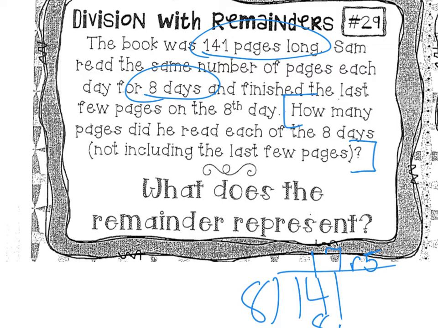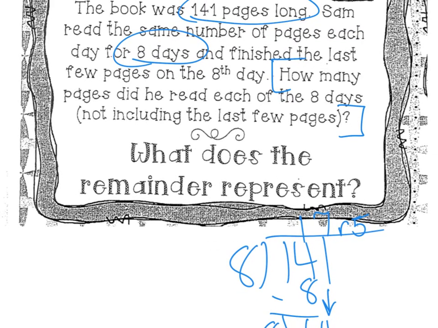So on this problem here, I feel like if he's reading for 8 days, truly, if I break this down and really think about what's happening, my quotient here, my 17, is how many pages did he read each of the days? I think that's really what they're talking about. And then it says, well, what does the remainder represent? And so my remainder here is 5. I think those 5 pages might have been the last few pages that they're referring to.